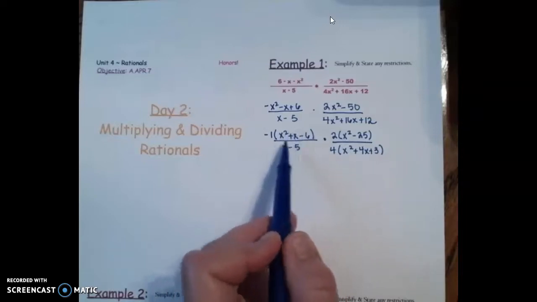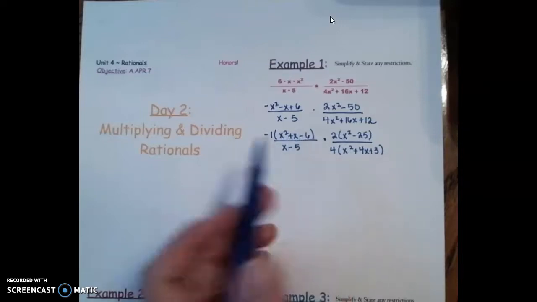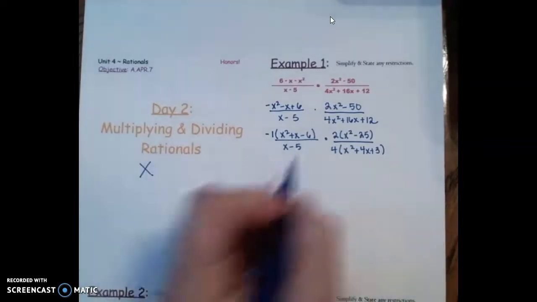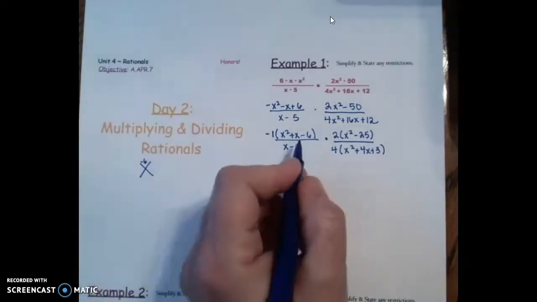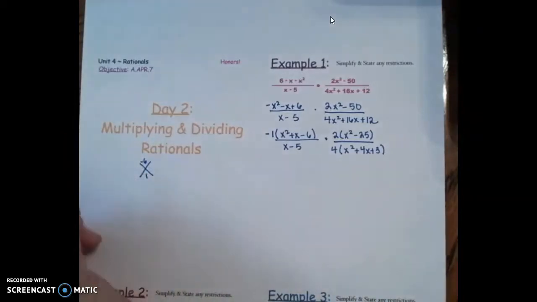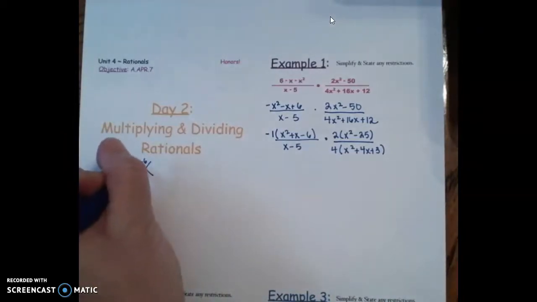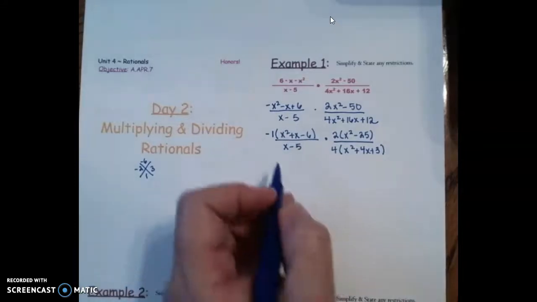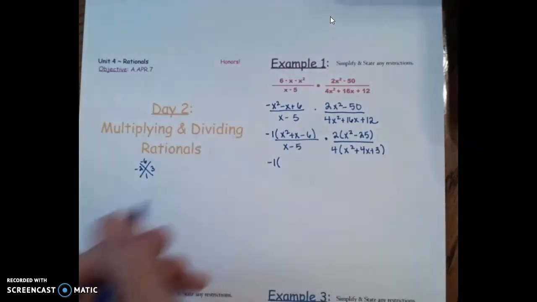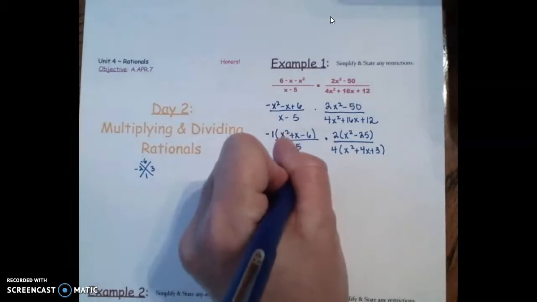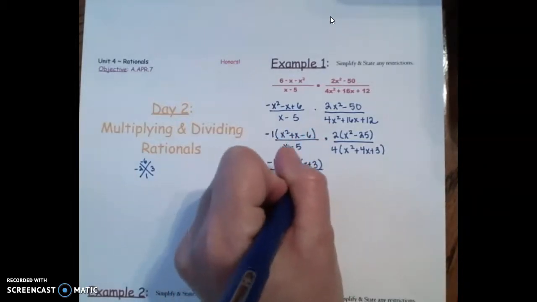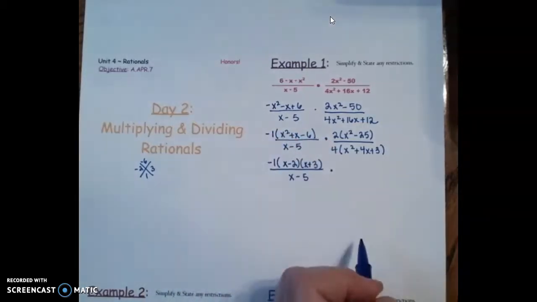We can do AC here for this numerator. So if I come over to the side, I need factors of -6 that will give me +1. So that's going to be -2, +3. We can do our shortcut here. So I'm going to put -1 and then x minus 2, x plus 3 over that x minus 5.